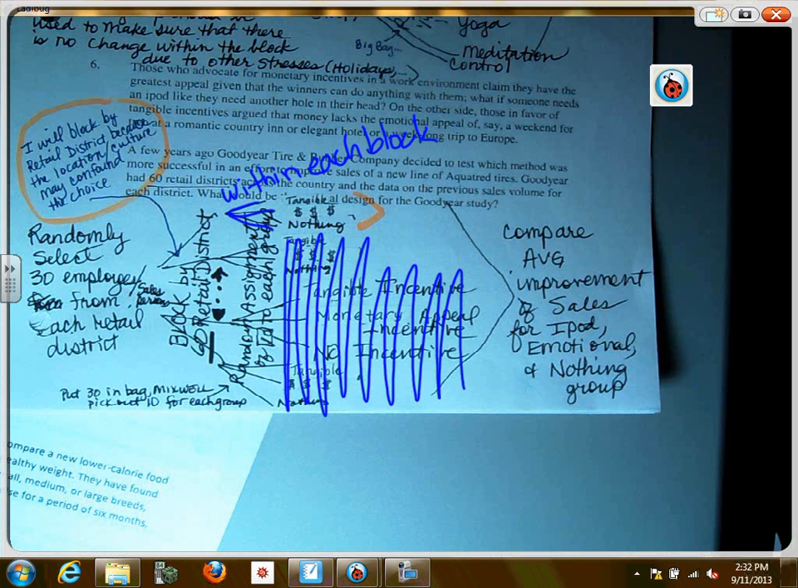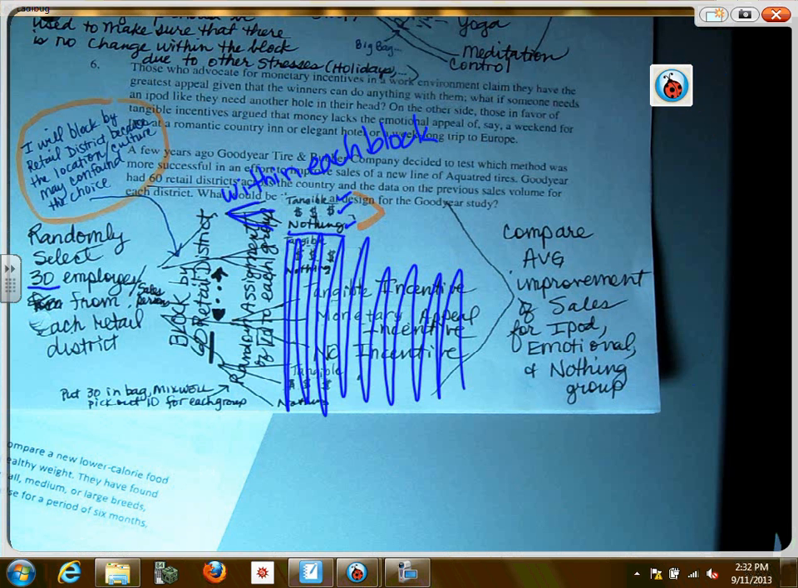I randomly selected 30 employees, and I just made this number up, 30. Okay, hold on just a second. I randomly selected 30 employees from each retail district. I had forethought as to why I chose 30. The forethought was because I wanted to do a tangible group, a money group, and a nothing group. I need a baseline of how much this quote-unquote new and improved Aquatred tire improves sales just on its own.